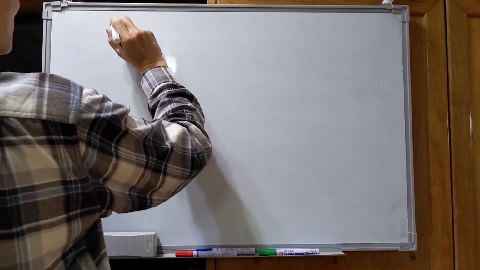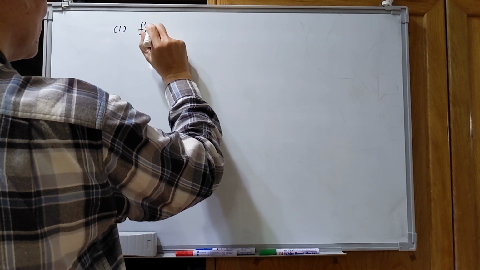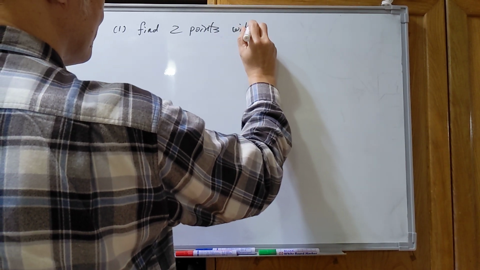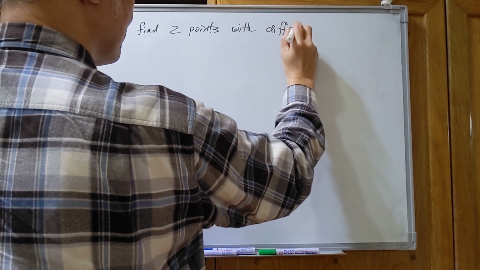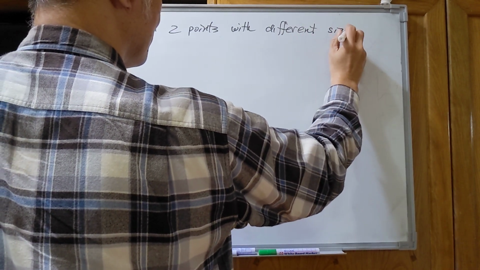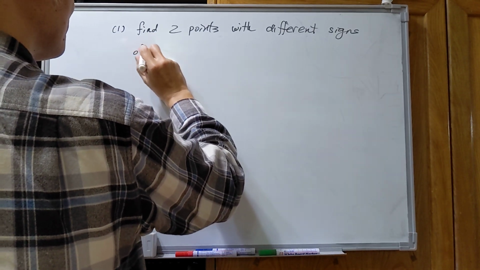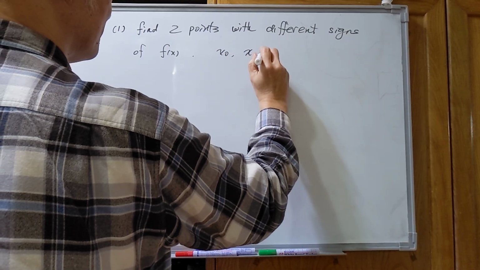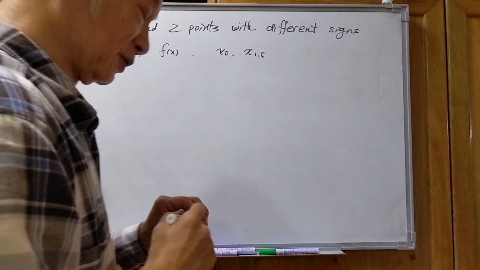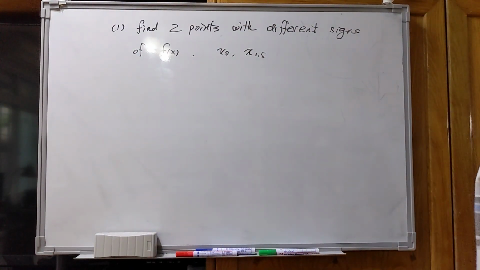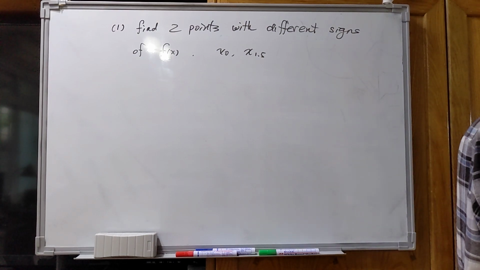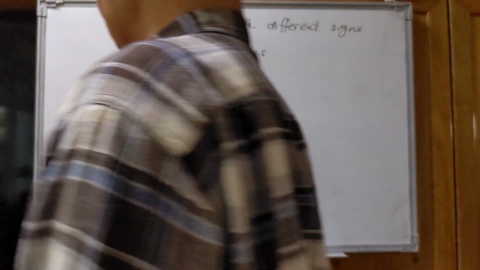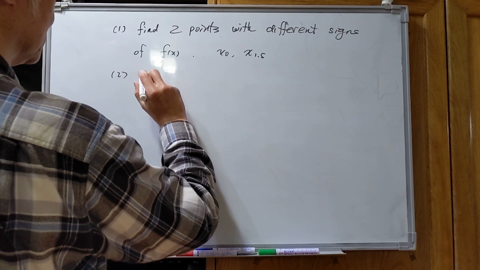The first step: we need to find the 2 points x0 and x1. At these 2 points, the f of x should have different signs.